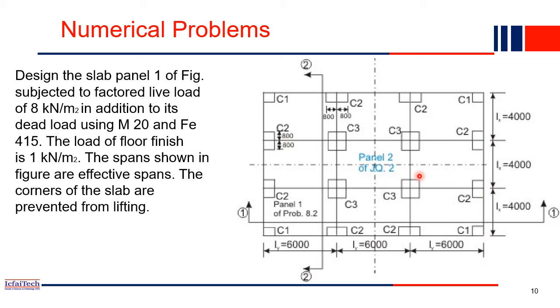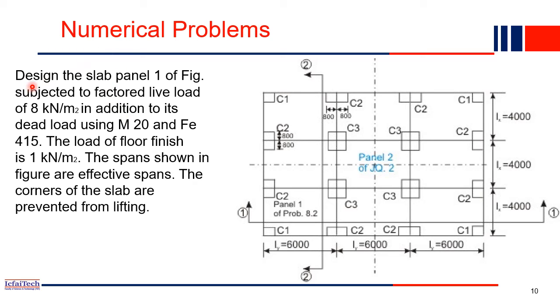So we have seen a total of 7 steps involved in design of two-way slab. Steps 1 to 6 are exactly the same as what we discussed in the case of one-way slab, whereas the additional part in the two-way slab is step number 7. The only change is that 1 to 6 are the same, and only step number 7 is additional here for the two-way slab. So now we will solve a numerical problem quickly.